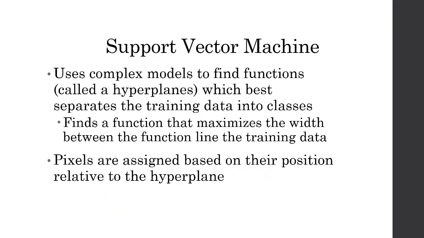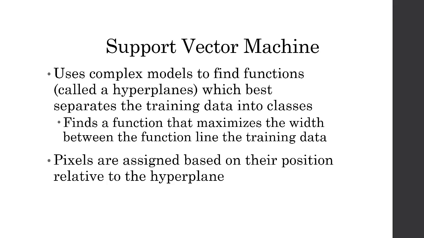The next option is support vector machine. So again, now we're getting into the machine learning algorithms that don't rely on those statistical measures. So what support vector machine does is it uses models to find functions that best separate the training data into classes. And when I say function, all I mean is an equation that draws a line. So you can think of this function as a line or a curve. And support vector machine has a special name for that called a hyperplane that separates the training data into classes. And what it does is it finds that function, right? It finds that line that maximizes the width between the function line and the training data. And we'll look at a couple images to sort of clarify what that means, what that looks like.